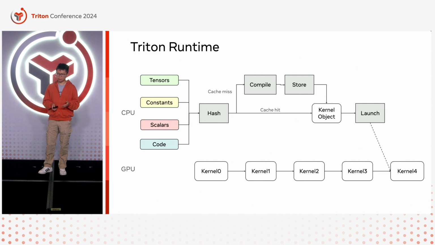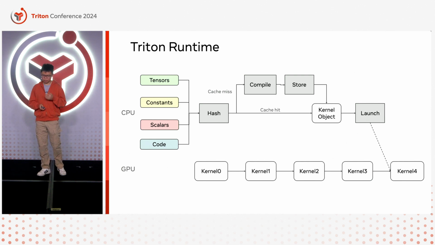Cache miss means that DRAM doesn't have the corresponding kernel object yet, and the disk probably also doesn't have that kernel object yet. In this case, we need to compile from scratch. We need to compile the Python source code and lower it into IR, and then finally generate a new kernel object. Then we're going to update our cache table, and after that, the same hash will not be missed again.